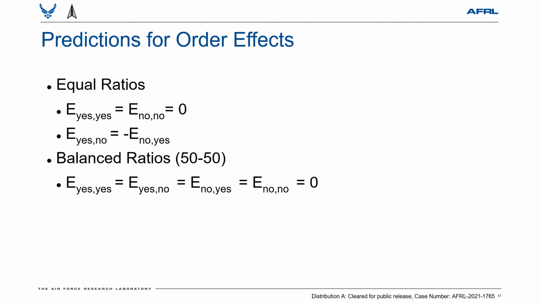Now I would like to summarize some of the key predictions for order effects. I will define E as the order effect and use subscripts to denote the cell in the difference table. When the ratio of true to false statements is equal for Clinton and Gore, there is no order effect for yes-yes responses and no-no responses. However, the order effects for yes-no responses are the negative of no-yes responses. As a special case, when the ratios are balanced, or 50-50 for each person, all order effects are zero. In many other cases, when the ratios differ for each person, some degree of order effect is predicted.